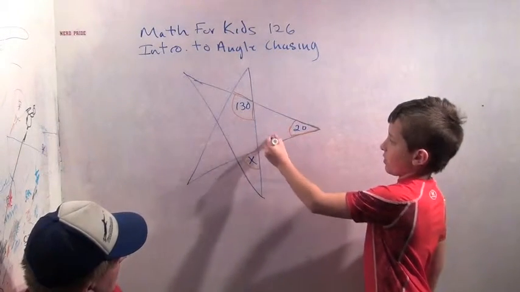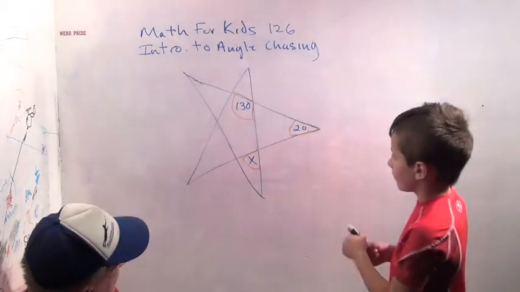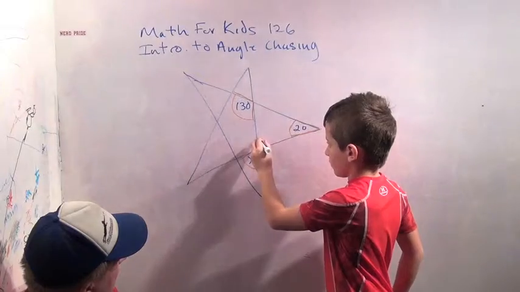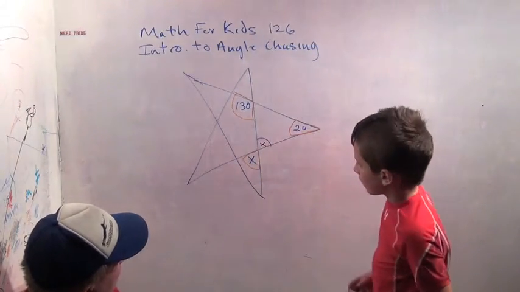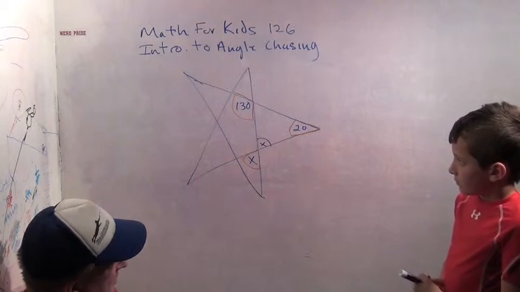Well, this is x also. Okay, why is that x? Because opposite angles are the same. Okay, so draw that in, label that as x, and then label the angle that's x. The rule you're using there is opposite angles when straight lines intersect are the same.